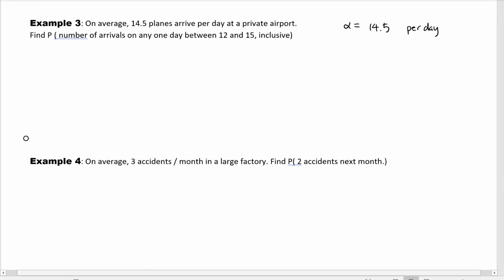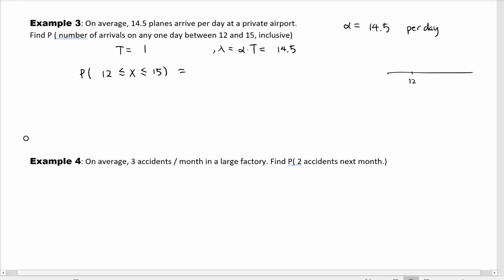Okay. Private airports. Find the probability that the number of arrivals on any one day is between 12 and 15 inclusive. So T is 1 day. Okay, so lambda is alpha times T, 14.5 times 1, is 14.5. And we are looking for between 12 and 15 inclusive. Inclusive means include the endpoints. Exclusive means exclude the endpoints. So that is, let's draw a picture.